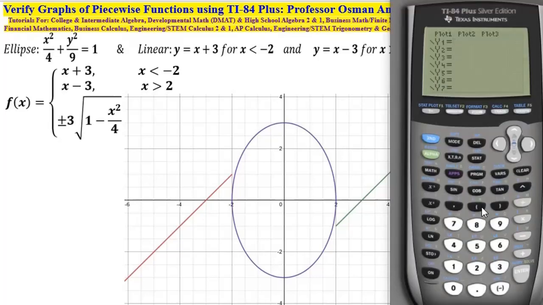So the first function is, open parenthesis, x plus 3, and this is valid for x less than minus 2. x, second, Math, less than minus 2. The second function is again a linear function, x minus 3, and this is for x greater than 2. Second, Math, greater than 2.